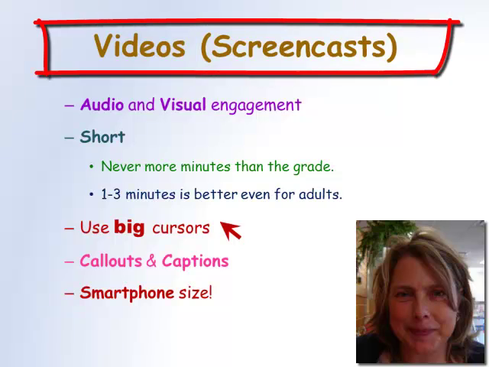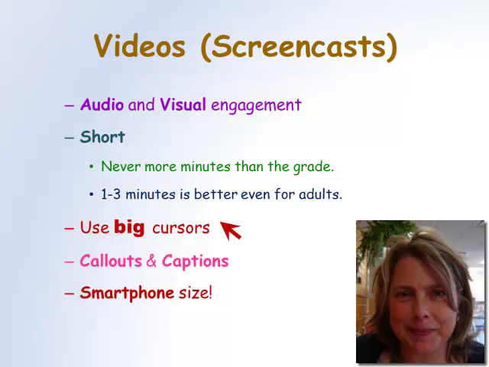What do I like in my videos, in my screencasts? Of course, I like the audio and visual engagement. I like them short. My rule of thumb is never more minutes than the grade level. And actually, I get bored very easily, unless it's some big complicated problem that I must understand. I like to have my videos 1 to 3 minutes.